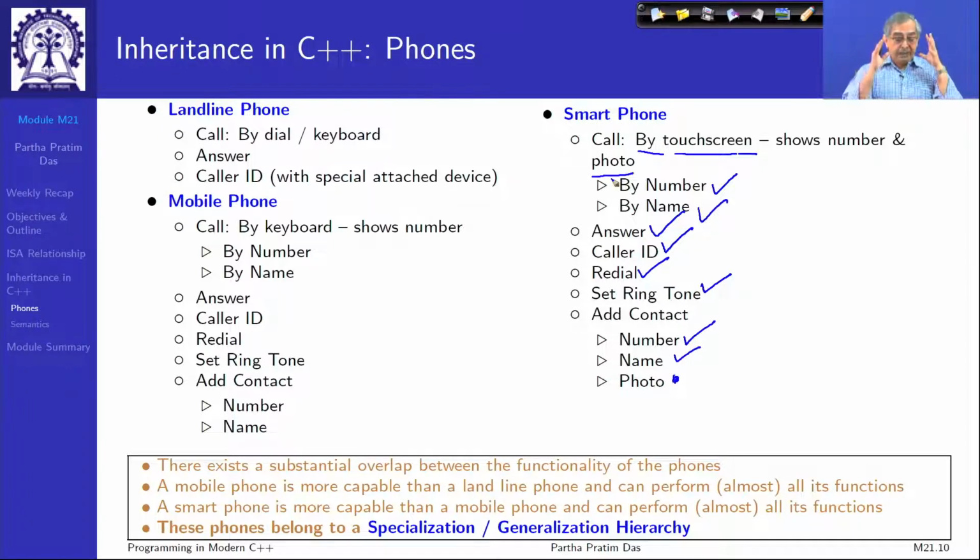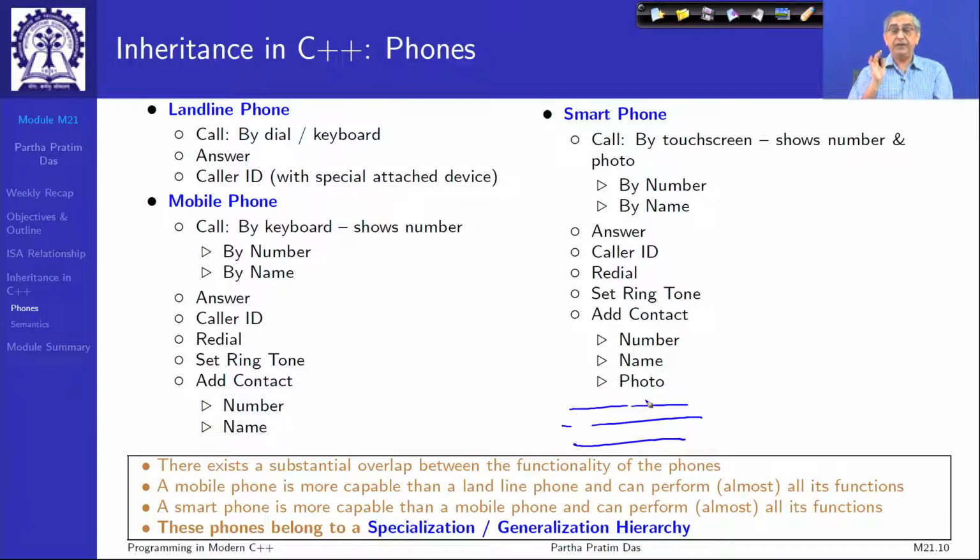So, the basic idea that I am trying to drive in is, if we take these three types of concepts, landline phone, mobile phone and smartphone, they have a lot of overlap in functionality. A mobile phone can do almost everything that a landline phone can do. A smartphone can do almost everything that a mobile phone can do, but as you move from landline phone to mobile phone, you have additional behavior. As you move from mobile phone to smartphone, you have additional behavior. There will be several others which I have not mentioned here.